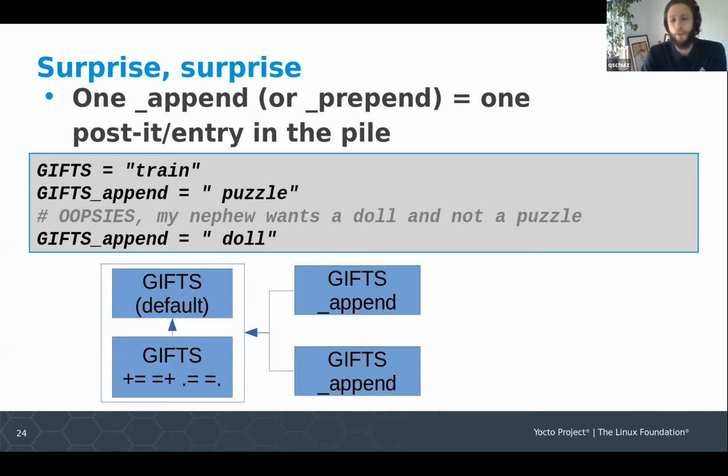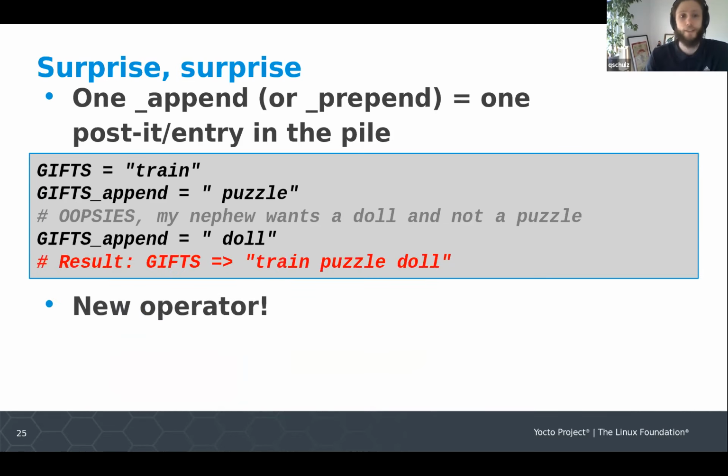he also wants a puzzle. So I just append to the gifts list. And I actually misunderstood, and my nephew actually wants a doll. So I just append a doll, and I thought I would just have train and doll in the variable, but that is not actually true. So my nephew would be happy because of 3 gifts, but that's not what he wanted in the first place.